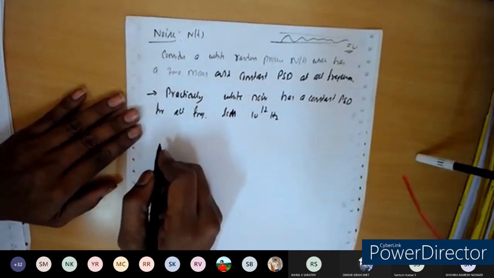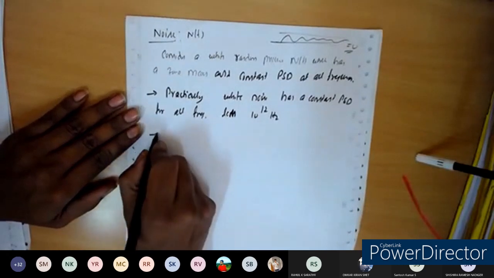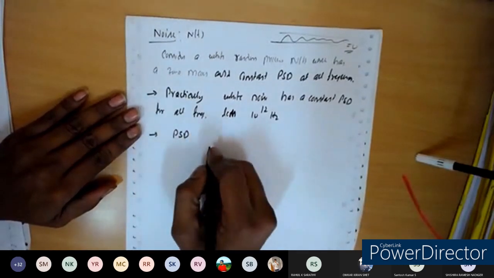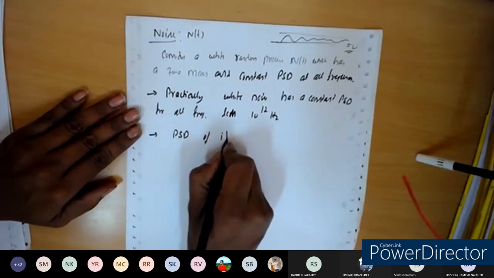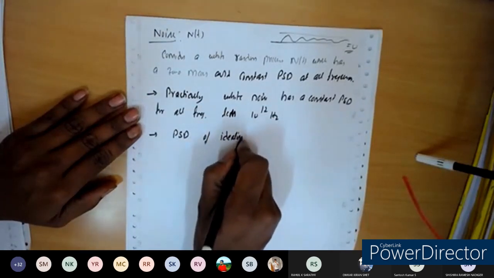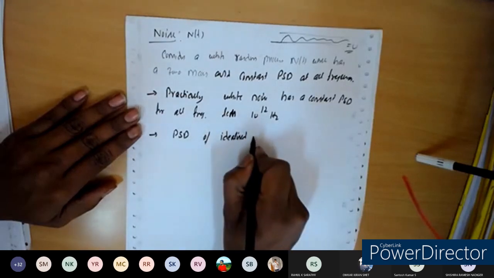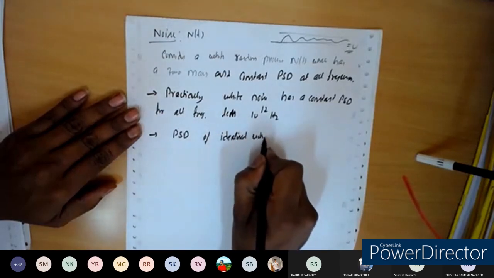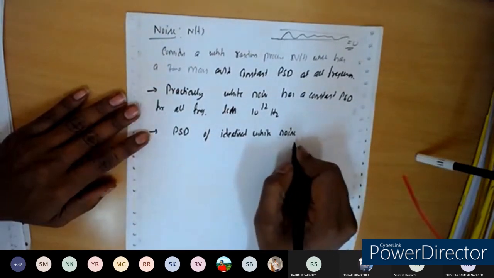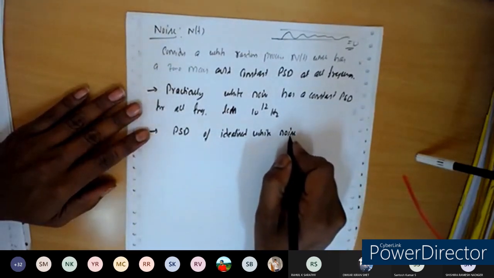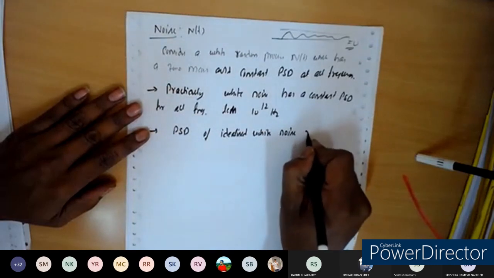We can take the power spectral density of idealized white noise random process.